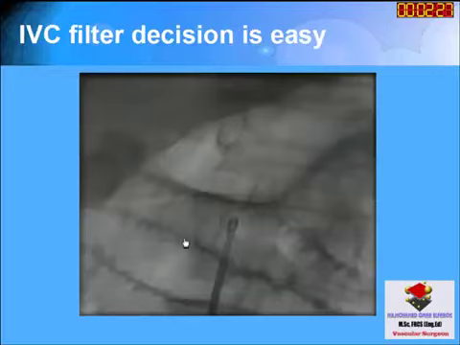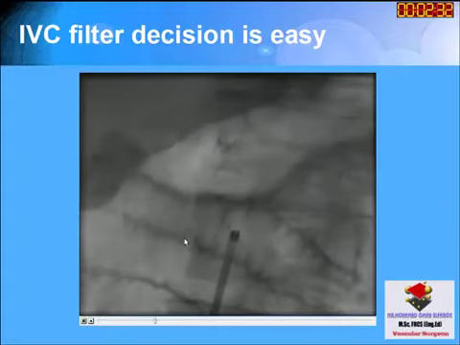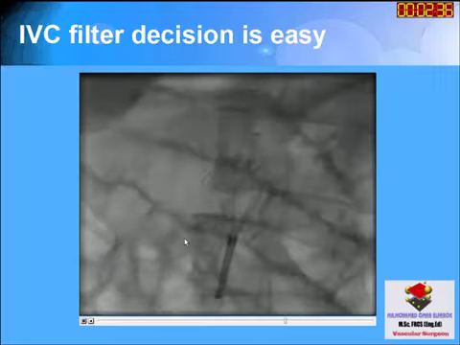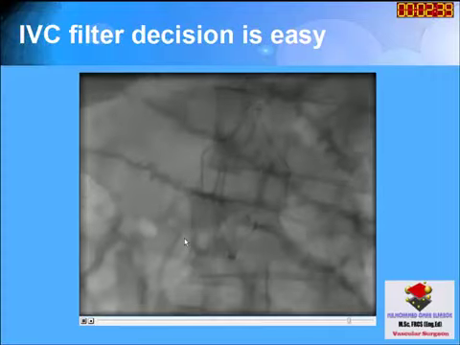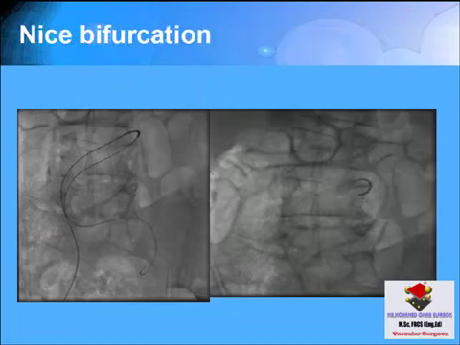So we went in from the right common femoral vein, and we did deploy IVC filter of trapeze permanent type, not a retrievable type, and at least by this we are going to prevent any more shower of emboli if we need to do surgery on that patient.